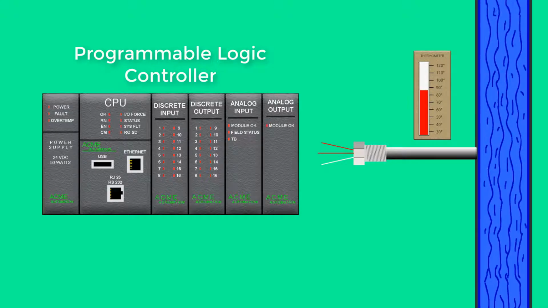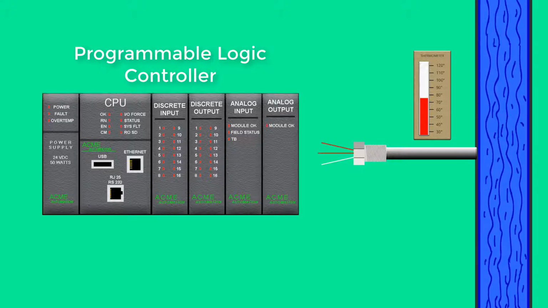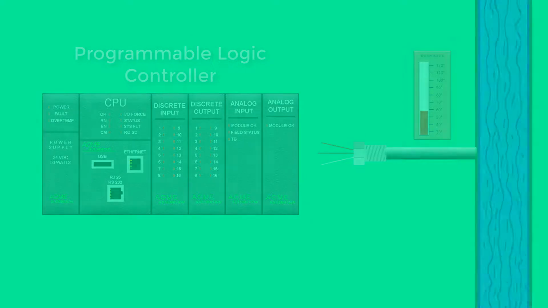The RTD provides an accurate resistance value which is typically connected to a programmable logic controller. The internal circuitry of the PLC interprets this resistance value and equates it to a temperature value. The PLC software uses the RTD value for monitoring and control.